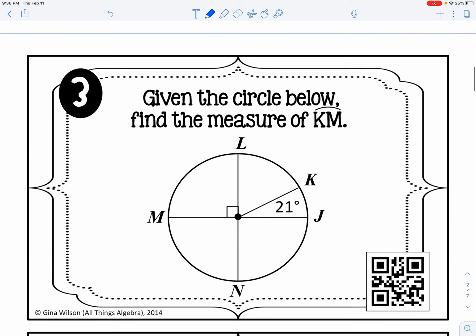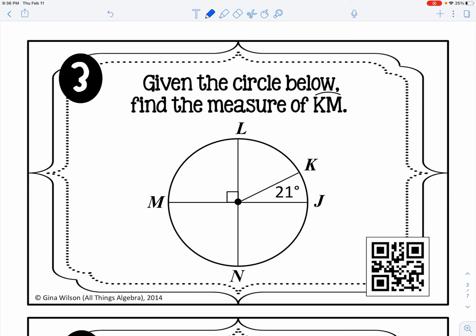All right, let's take a look at number 3 here. So we're talking about a measure, so an angle again, and KM. So KM would be from here to here. Okay, so we're looking for this whole angle. Okay. Again, a couple ways we could do this. Take a look too. Notice that this little 90-degree angle right here. Okay, that's all that's saying is that that's 90.